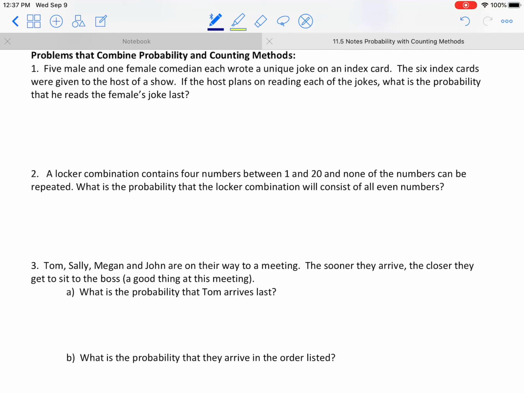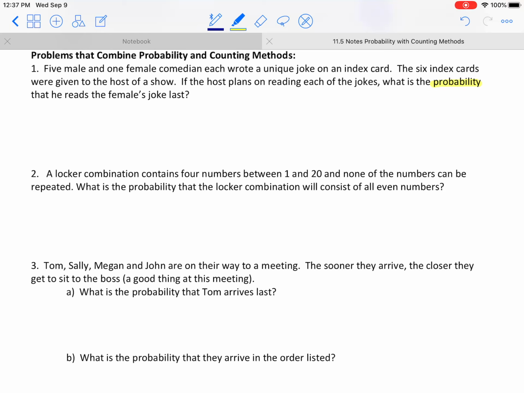So the first problem says 5 male and 1 female comedian each wrote a unique joke on an index card. The 6 index cards were given to the host of the show, and if the host plans on reading each of the jokes, what is the probability that he reads the female's joke last? Okay, so just important to note, now it's asking for probability. It's not just what are the total number of outcomes, and then we would just be multiplying and finding one number. Now it's a probability.